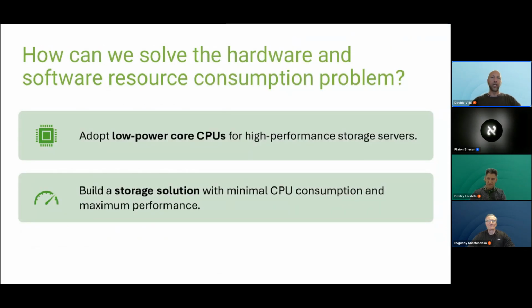So how do we cope with this problem? How do we solve this problem? From one side, we can look at adopting low power core CPUs to handle high performance storage, even though originally they were not thought for this purpose. And at the same time, try to maximize the performance per CPU. Try to build a storage solution which delivers the maximum possible performance for every CPU clock.